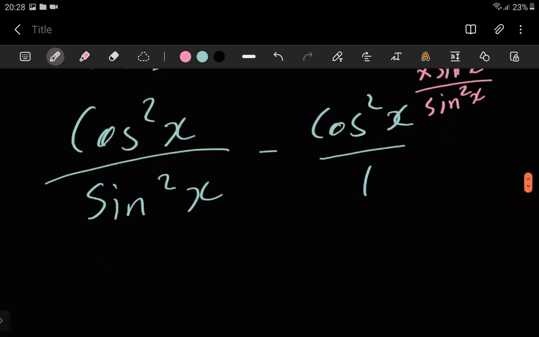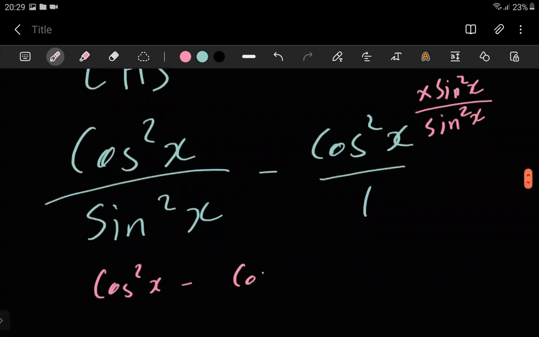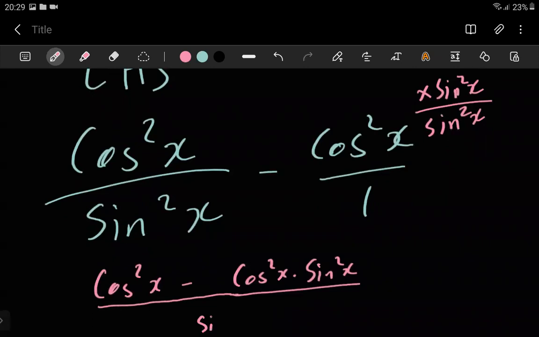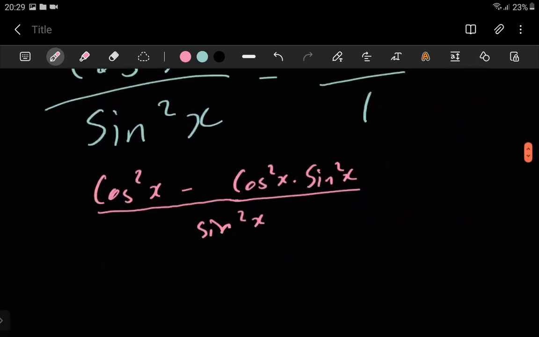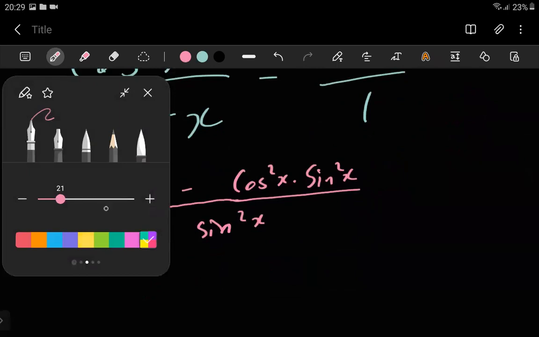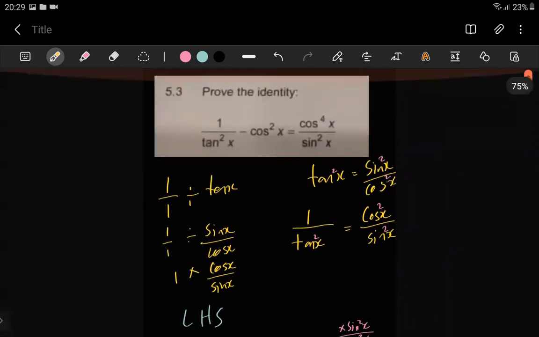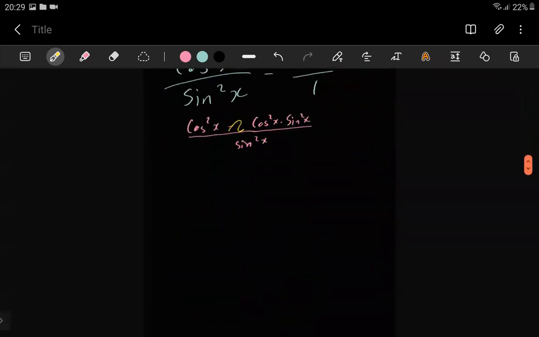So you're going to have here cos squared x minus this times this, which gives you cos squared x times sin squared x, the whole thing over sin squared x. Now this is where you have to be a little bit creative, because remember your job is to make this look like that. Based on what you have so far, you want the top to only have cos, but so far you have a cos with the sin. It's a whole mess.